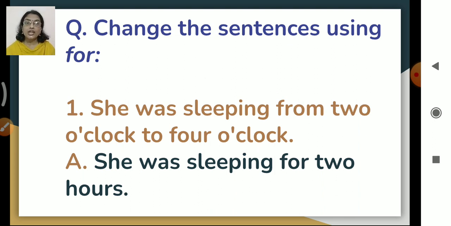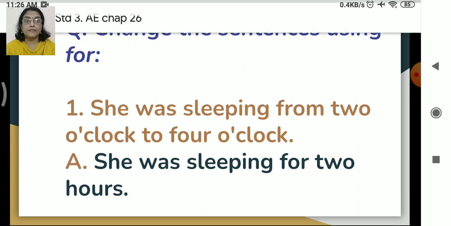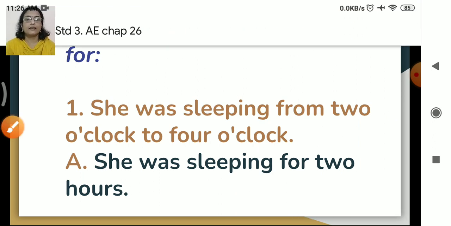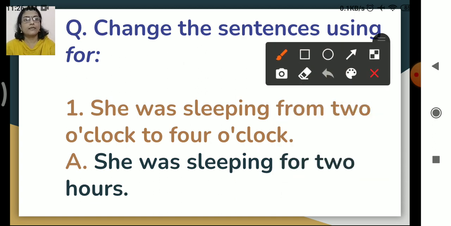The first one. She was sleeping from 2 o'clock to 4 o'clock. The answer is she was sleeping for 2 hours. So what we have done here, we have used 2 hours. We have used the word for and we have added 2 hours.